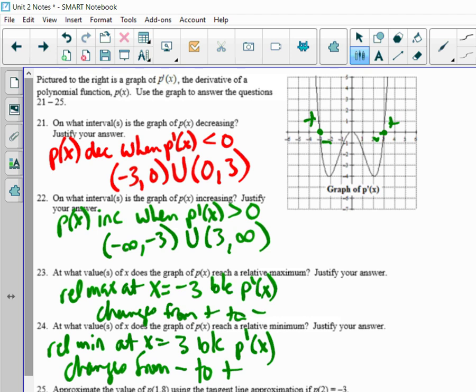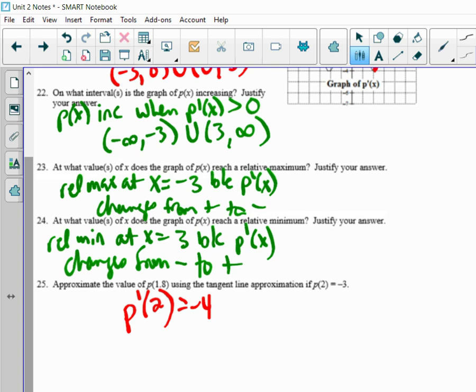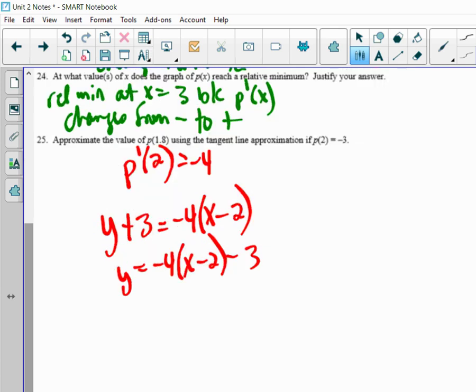So look at the next one here. It says approximate the value of p of 1.8 using the tangent line at the point 2, negative 3. So again, they're giving me my point of tangency. So the other thing that I need to do is I need to find my slope at 2. Again, remember this is the graph of the derivative, right? This is p prime of x. So p prime of 2 is just going up here on the graph and figuring out what the point is. So p prime of 2 is negative 4. So then my equation is just going to be y minus negative 3 equals my slope times x minus 2. And again, if I want to write it so I can do a tangent line approximation, I'm just going to subtract the 3 over. So to approximate p of 1.8, I'm just going to plug 1.8 into this problem.